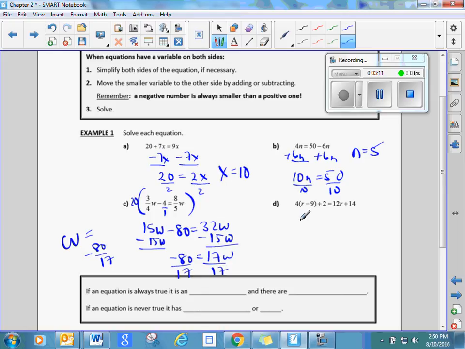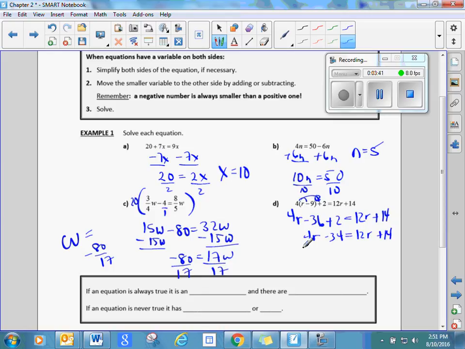Let's look at number D. I see distribution. We need to distribute this 4 before we can do much else. We have 4r minus 36 plus the 2 that's hanging on the back end equaling 12r plus 14. Combine your like terms. We get negative 36 and 2. That'll combine. So 4r minus 34 equals 12r plus 14.